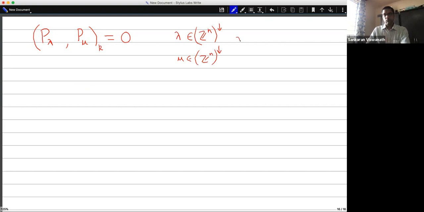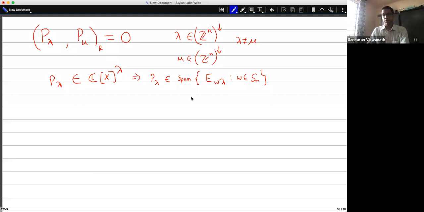Okay, so why is this true, if lambda is not equal to mu? Well, recall what was P lambda? It belongs to the linear span of the E's. So in other words, P lambda is in the span of the E_{w lambda}, w belonging to S_n. And similarly, P mu will be in the span of the E_{w mu}'s, in the orbit of mu. And if lambda and mu are two different dominant weights you fixed in the beginning, then these two orbits don't have any elements in common. So these orbits themselves are disjoint.